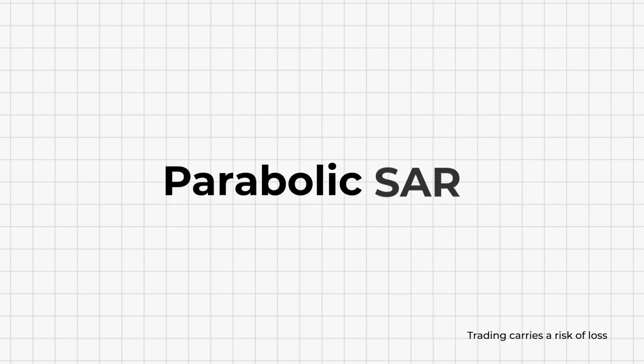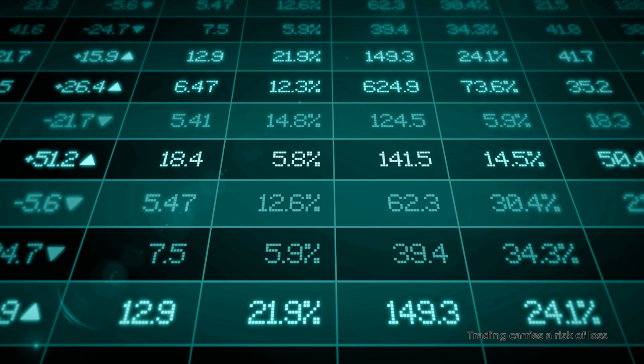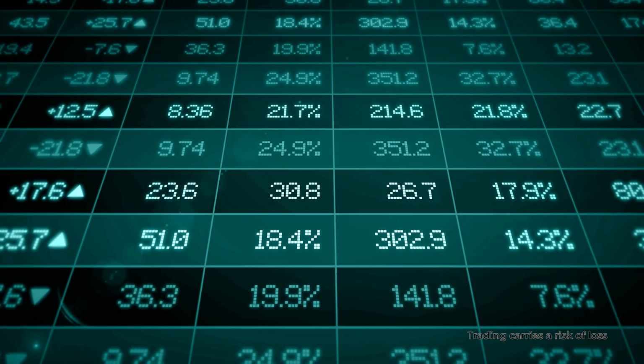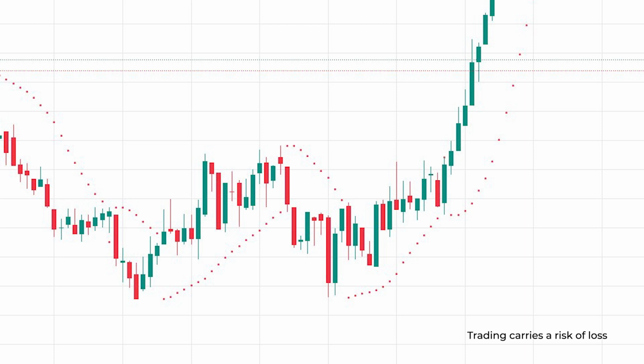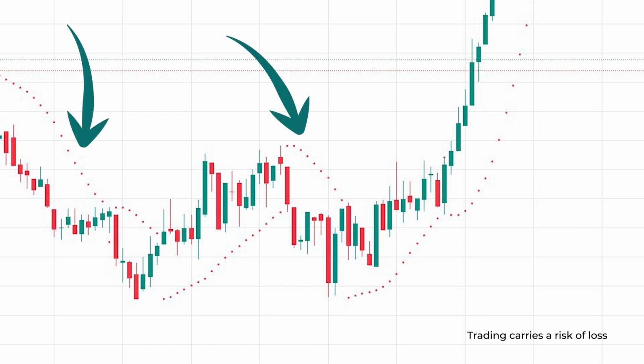The Parabolic SAR is like a series of navigation beacons marking your path at sea. It shows potential trend direction and points where the market might reverse. Small dots appear above or below the price, guiding traders on whether the trend is bullish or bearish. When the dots are below price, the market is moving upward. When the dots flip above price, it could signal a downturn. Think of it as a simple visual tool to help you follow trends and anticipate possible turning points with confidence.